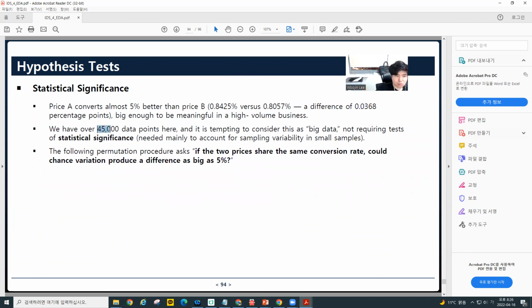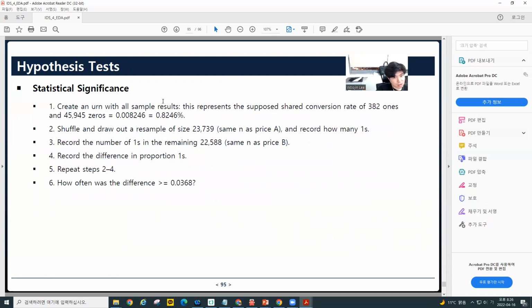어떤 사람은 45,000번 정도 데이터를 뽑았으면 이 정도는 그냥 나올 수 있는 거 아닌가 생각하고, 어떤 사람은 데이터를 이렇게 많이 뽑았는데 이 정도 차이가 있으면 굉장히 유의미한 거라고 이야기할 수도 있죠. 그래서 아까 했던 퍼뮤테이션 테스트를 해서 이 0.368이 정말로 유의미한지 체크해보는 거예요. 아까 어떻게 했죠? 데이터들을 다 합친 다음에 23749 대 22588로 나눈 다음에 각각의 컨버전 레이트를 계산하고 그들의 차이를 기록하고, 계속 반복합니다. 그랬을 때 랜덤하게 섞었을 때 0.0368 정도보다 차이가 많이 나는 경우가 몇 퍼센트 있는가를 보는 거죠.